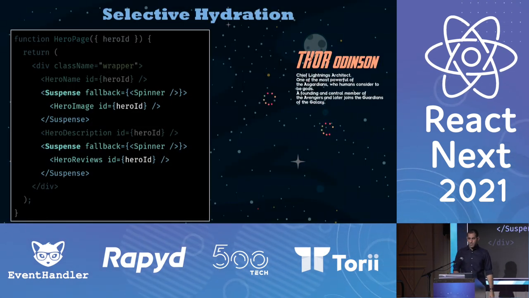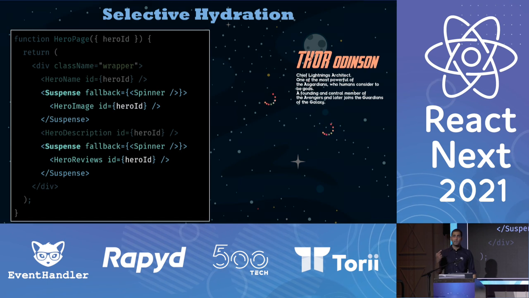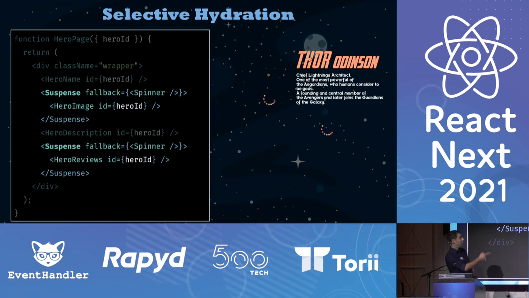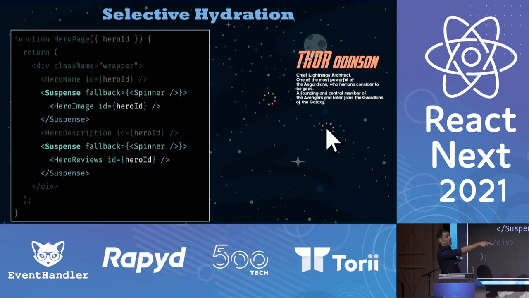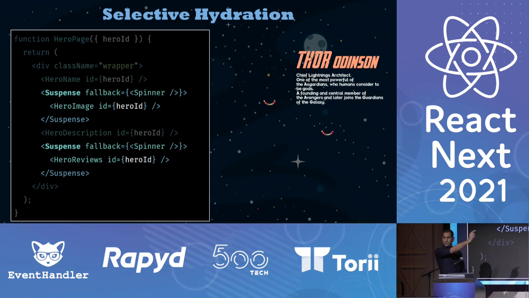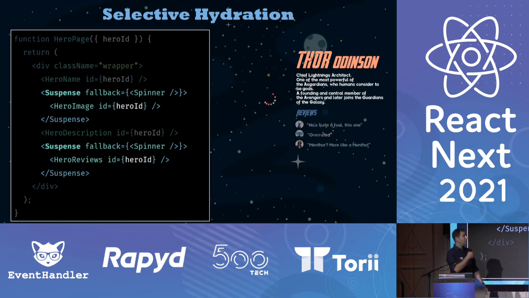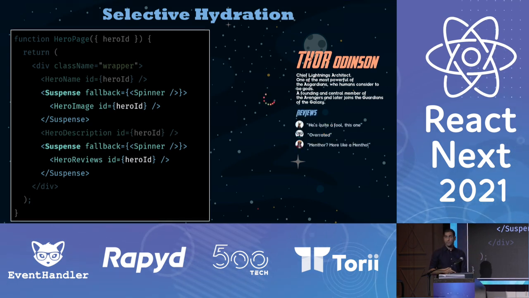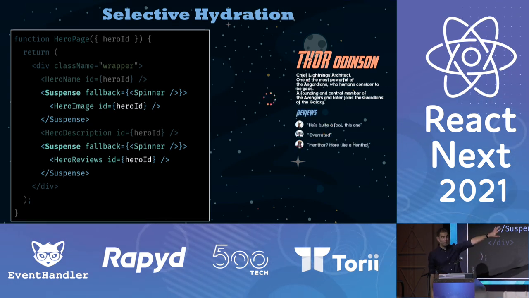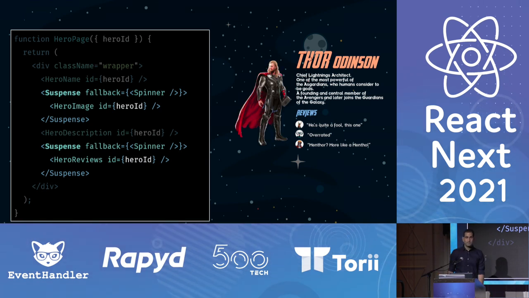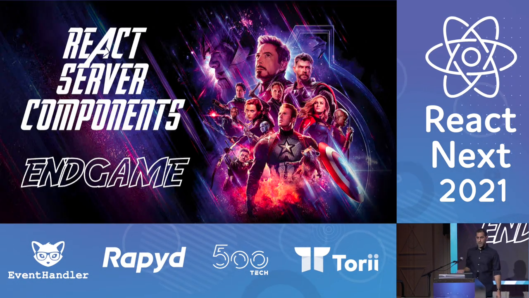It doesn't stop there. React in the client can also do selective hydration, meaning that if we have this on the client and the user clicks on the reviews, because it's not interactive yet but you want to click it, React will record this click and replay it when the reviews arrive. And it will know to hydrate them first. This is pretty amazing. The next stage is, of course, React server components.